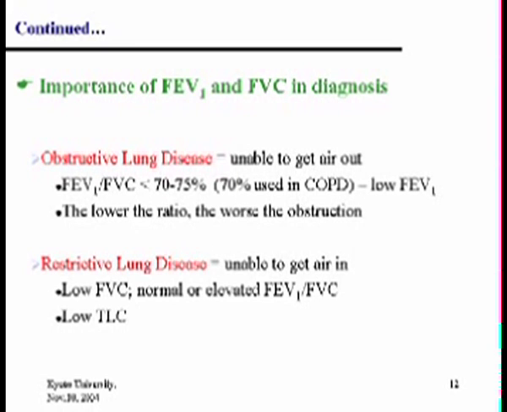A person who is smoking will immediately show this. Either you smoke cigarettes or you are in a polluted area, and COPD will quickly be seen as a lower ratio, indicating obstruction. In restrictive diseases, the problem is getting the air in. The FVC is low, while the FEV1 to FVC ratio is normal or elevated. What you find here is that FVC is the lower value, along with a low total lung capacity.